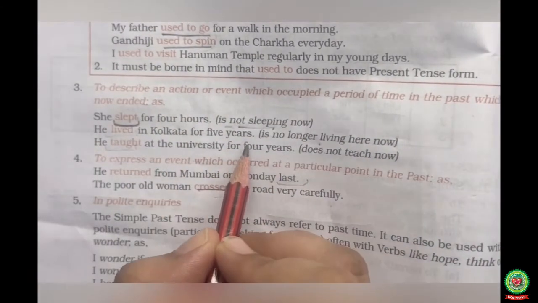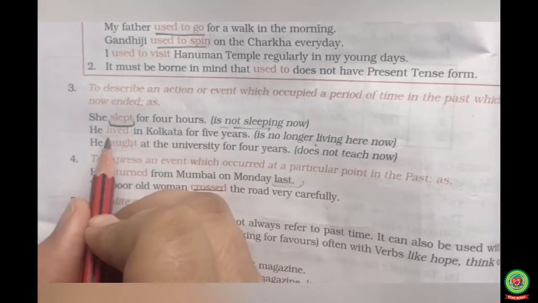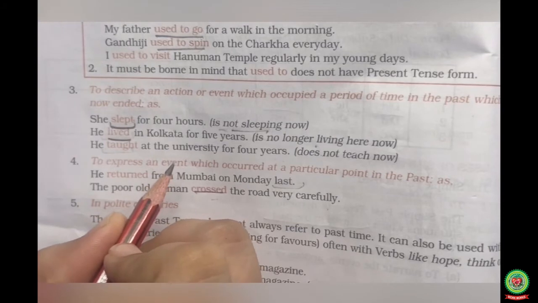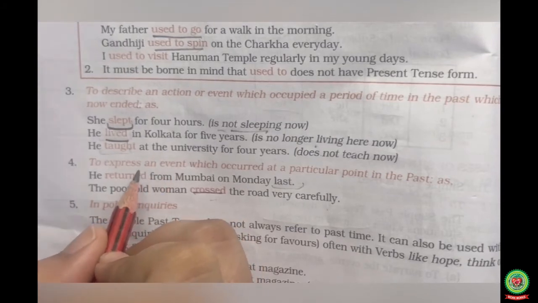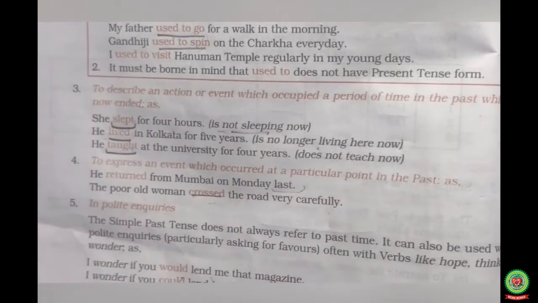He lived in Kolkata for 5 years. He is no longer living there. So, lived. He taught at the university for 4 years. He is not teaching now. So we are going to use taught here.